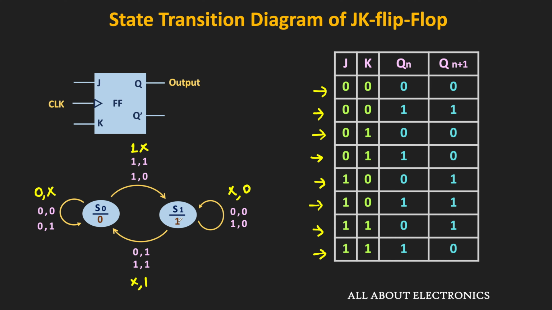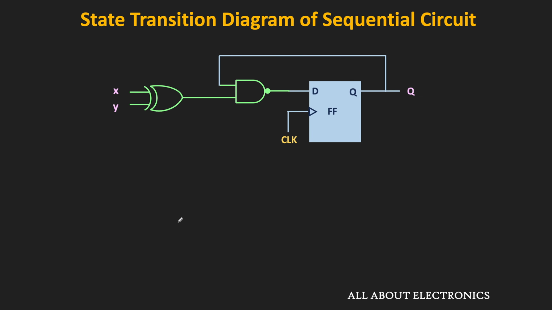So now, let us see how to draw a state transition diagram of the sequential logic circuits, which is made up of these flip-flops and the other logic gates. So let's say we want to find the state diagram of the given logic circuit. So first of all, we need to find out whether this sequential circuit is of Mealy type or the Moore type. So here, as you can see, this X and Y are the inputs and this Q is the output.